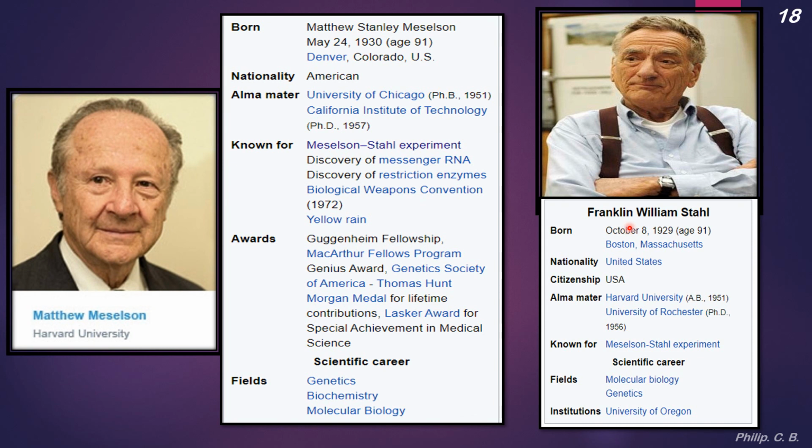Then in the case of Franklin William Stahl, born October 8, 1929, in Boston, Massachusetts, nationality and citizenship USA, alma mater Harvard University and also the University of Rochester, known for the Meselson-Stahl experiment. Also, like Meselson, his fields are molecular biology and genetics. Institute: University of Oregon.